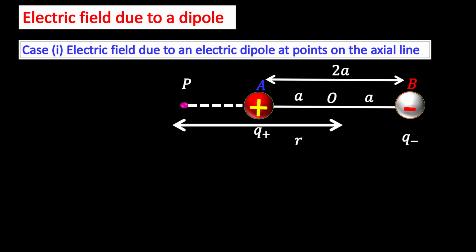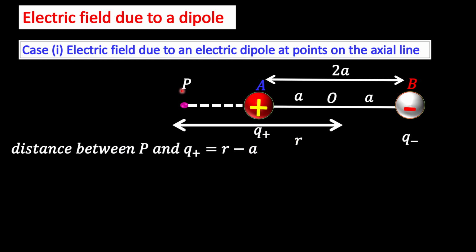axial line. The distance between the test charge at P and Q plus is r minus a. The distance between the test charge at P and Q minus is r plus a.